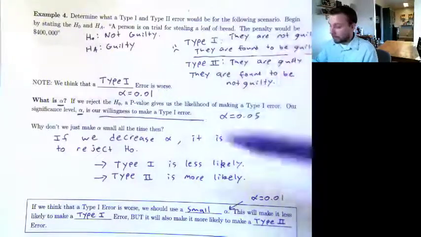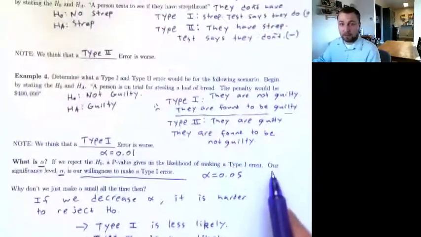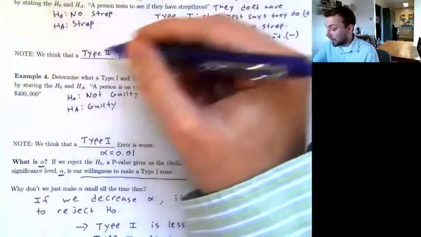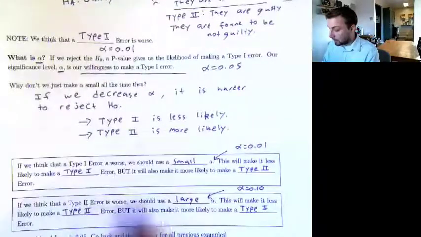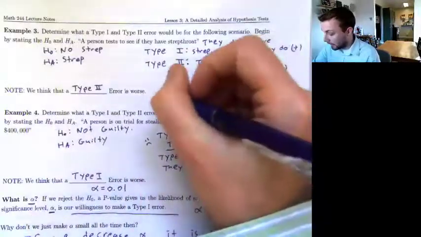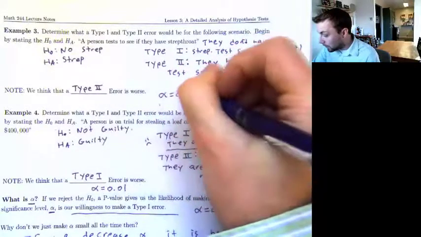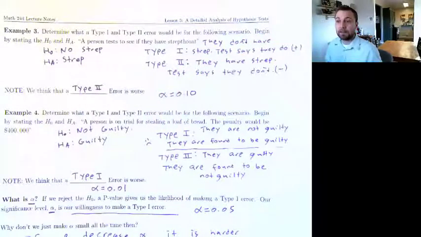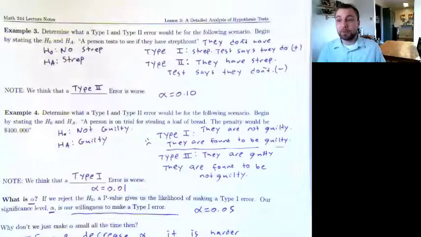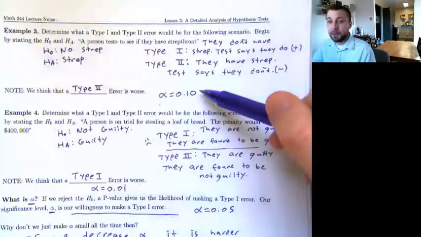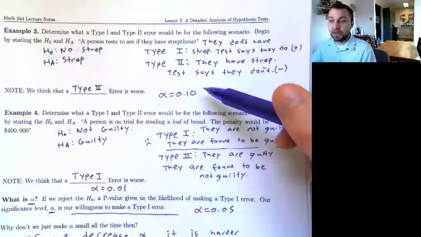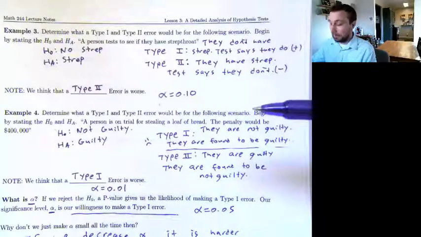Let's go back and consider example 3 for a second. In example 3, we said a type 2 error was worse. If I think a type 2 error is worse, I should be using a large alpha level. So if I was doing this hypothesis test, I want to be more inclined to reject that null hypothesis in favor of getting people treatment. So I am more likely to say that people have strep here than if I had an alpha level of, say, 1%. Again, that's my balancing act.